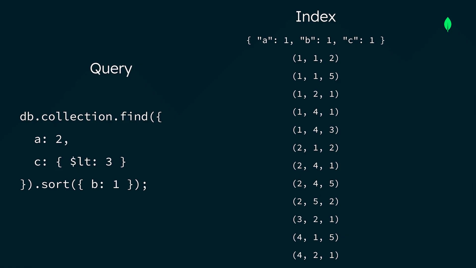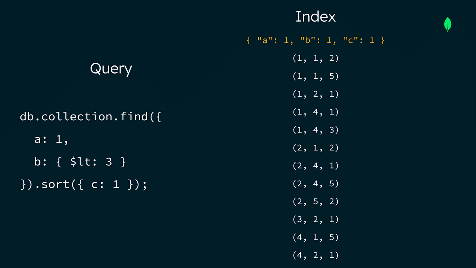Now, let's look at what happens when we follow the ESR order. Here, we're doing an equality match on A, a sort on B, and a range on C, so the index is following the ESR order. Now, after we find equality matches on A, B is still in order, so our index can still keep the sort on B from happening in memory. We still have to check every entry within this group of index values to do a range on C. However, this will still be much more efficient than a collection scan.